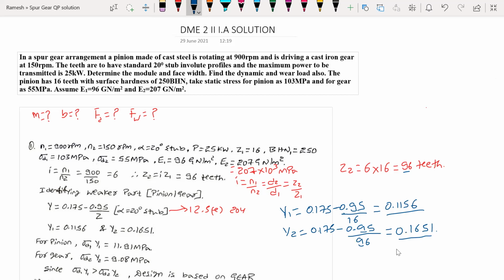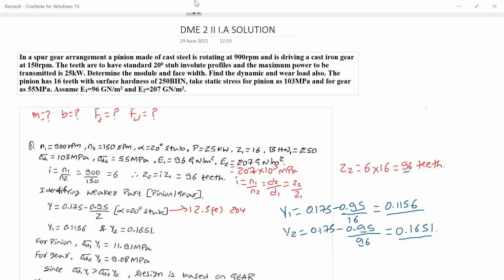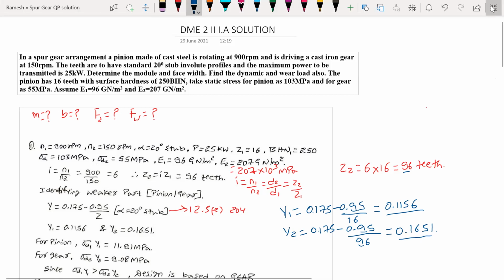Next, you need to find out which is weaker and which is stronger. How to find that out? For this, you have a formula, that is sigma d into y. For the pinion, you substitute sigma d1 into y1. Sigma d1 is already given, it is 103 megapascal, and y1 is calculated.